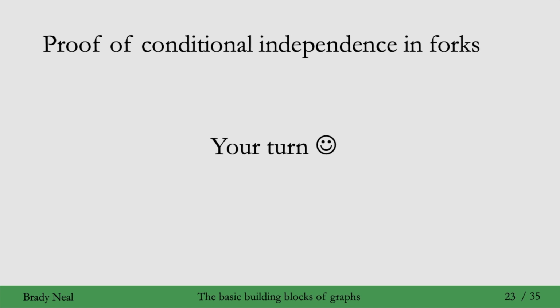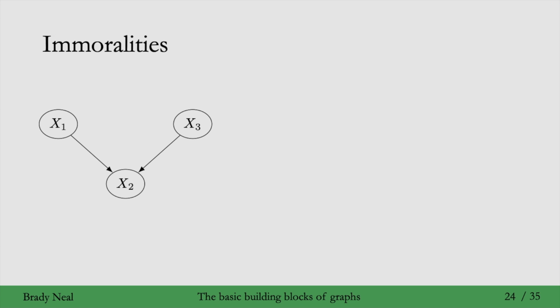All right, we'll now move on to immoralities and how association flows in immoralities. So the question here is, are x1 and x3 associated? It turns out that unlike forks and chains, they aren't. So the association is actually blocked at x2 here. Because x2 blocks association, even when we're not conditioning on it, it has a very special name.